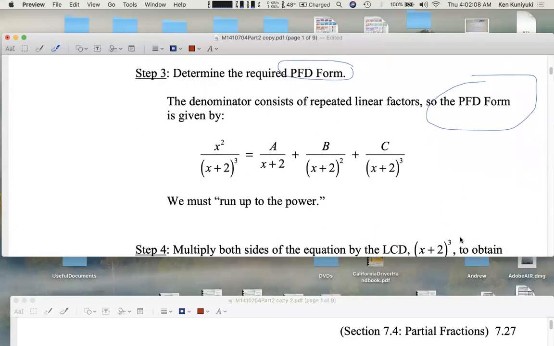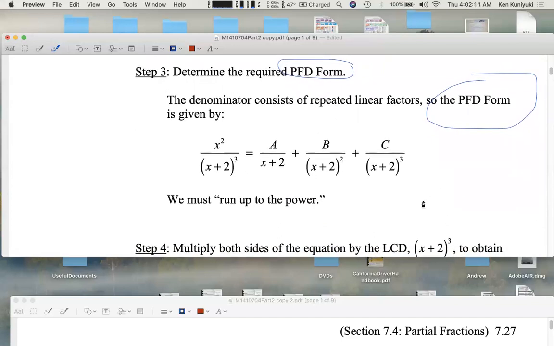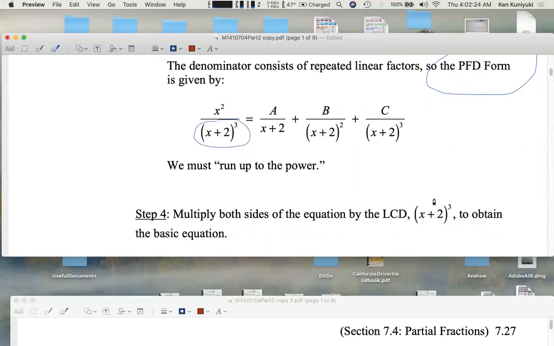Okay, step 4. We need to obtain the basic equation. In order to accomplish that, we multiply both sides, basically every term on both sides, by the LCD, which is always going to be the denominator on the left-hand side. We multiply by the LCD, this denominator over here on the left.